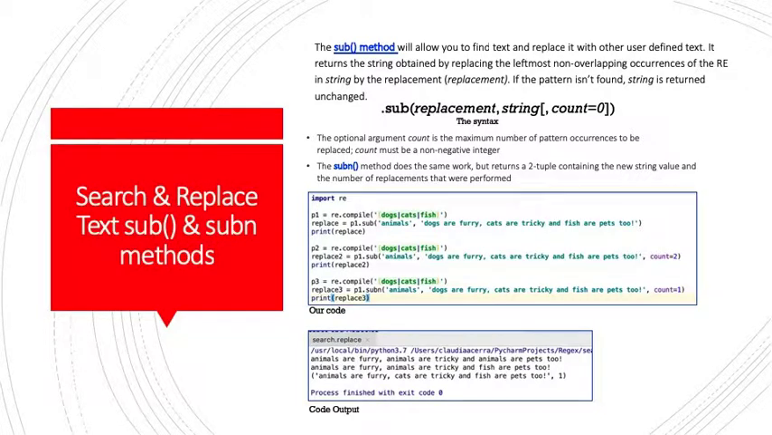Count must be a non-negative integer. So this will limit it. If you only want to replace it 1 time or 2 times or 10 times, you have the option to do that by making use of that optional argument count.